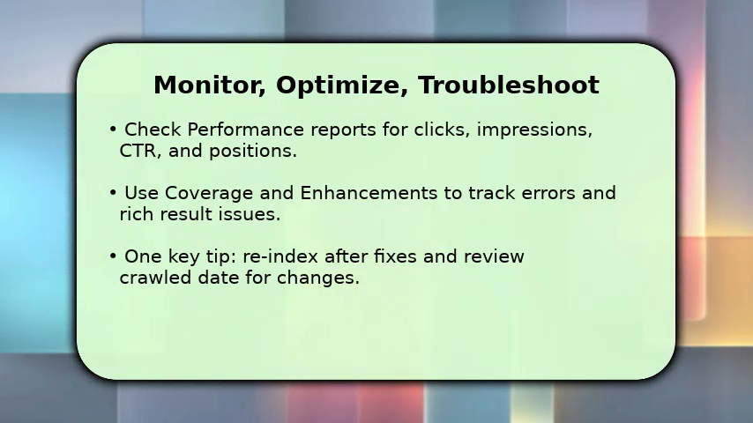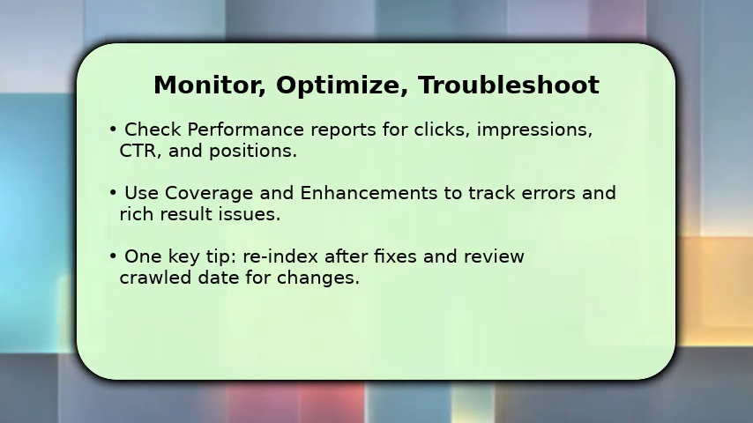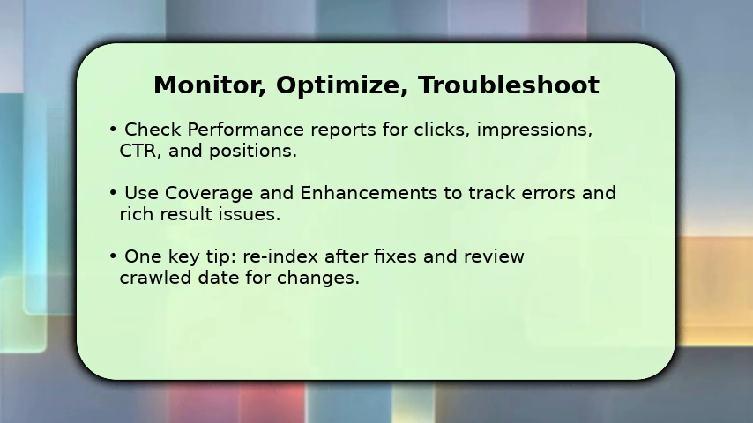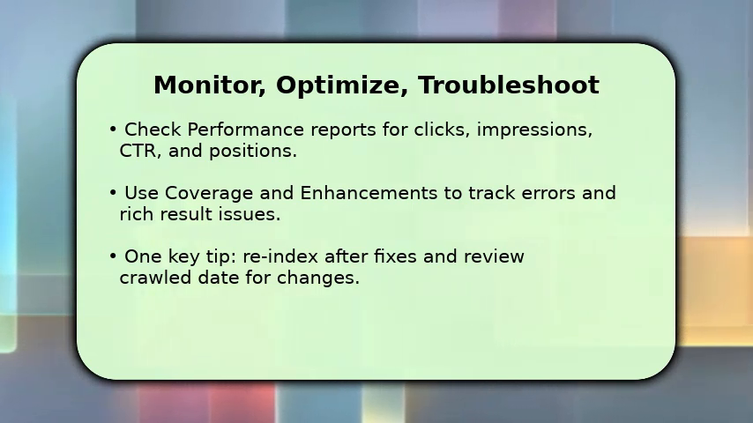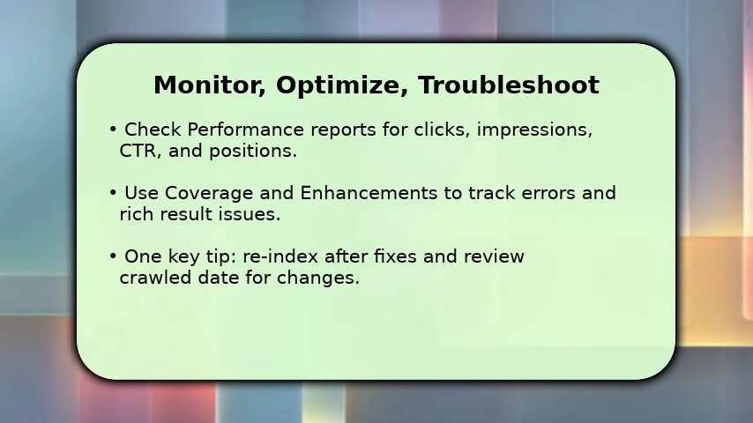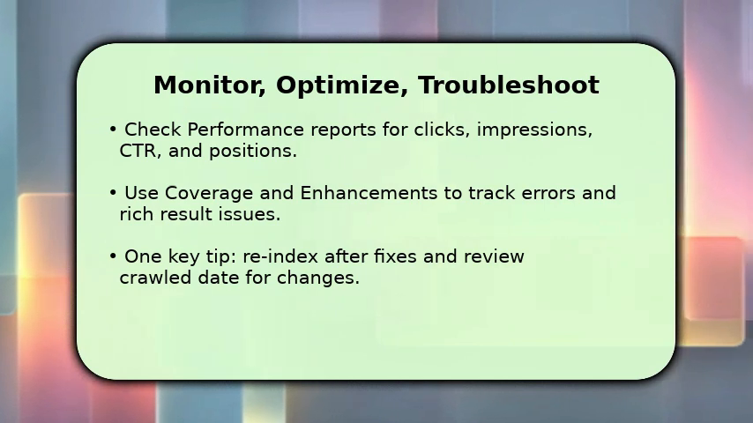You finish by setting a monitoring rhythm. Review performance to spot queries, pages, and trends so you can optimize titles and content. Use coverage and enhancements to catch new errors, AMP or schema warnings, and mobile problems. When you fix an issue, resubmit the URL for indexing and watch the crawl date change. That confirms Google saw your update.